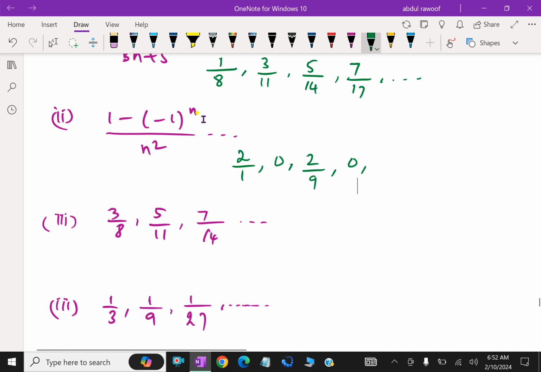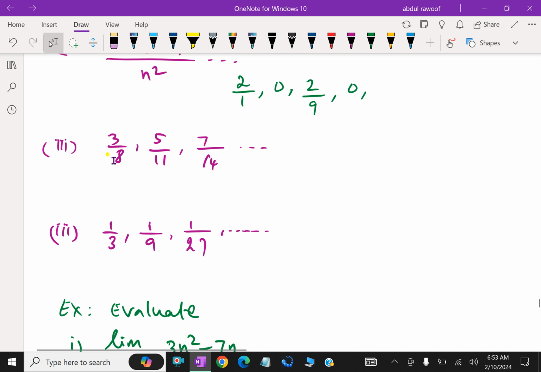Check one more time. Here n is 1 means (minus 1) power 1 is minus 1, so minus 2 over 1. n is 2 means (minus 1) power 2 is positive 1, 1 minus 1 is 0. And third, n is 3, minus 2 over 3 squared, which is 9. n is 4 means positive, so 0 over 16, 0 itself.